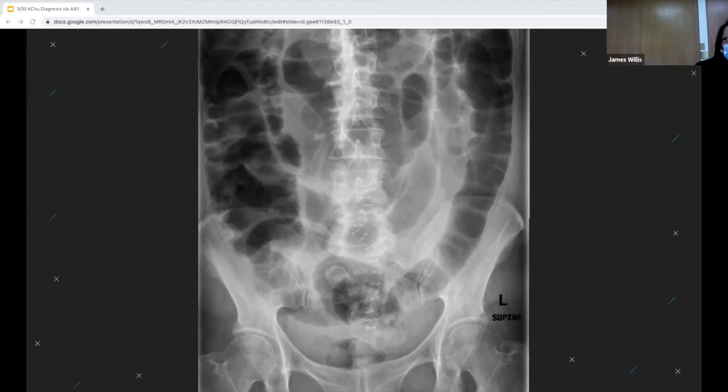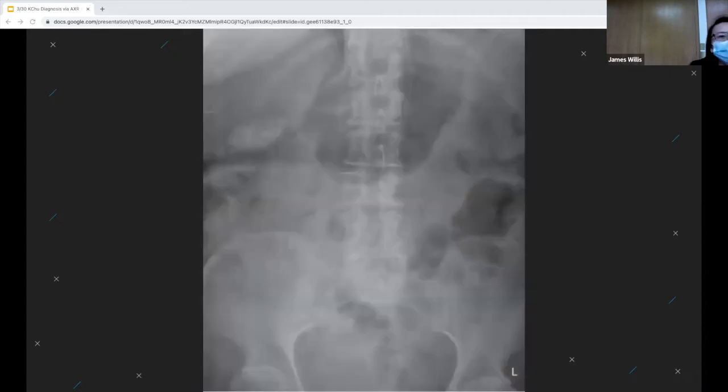Maybe. So you can sort of see that the size is almost similar to the large bowel, but there's no air fluid levels here. It's generally all dilated. This is a picture of an X-ray in a patient with ileus. Yeah. Okay. Pierre.